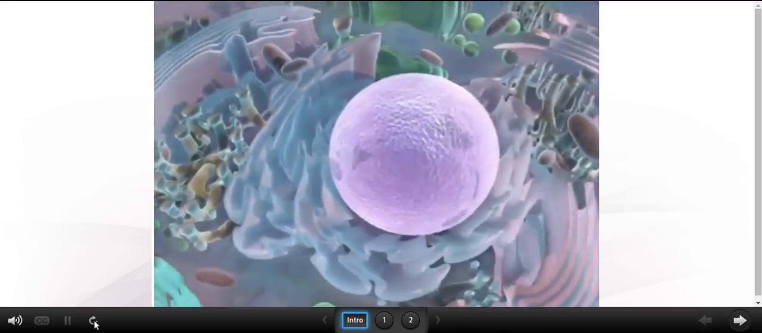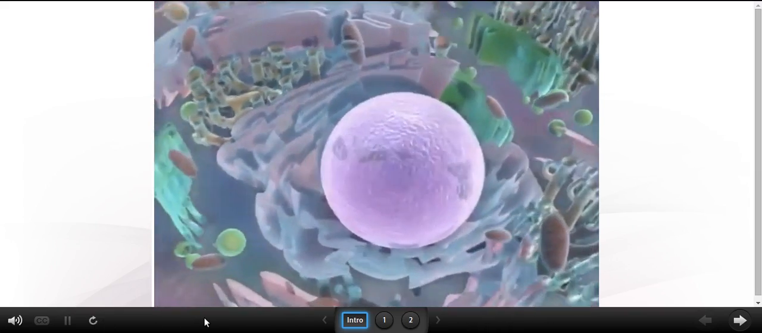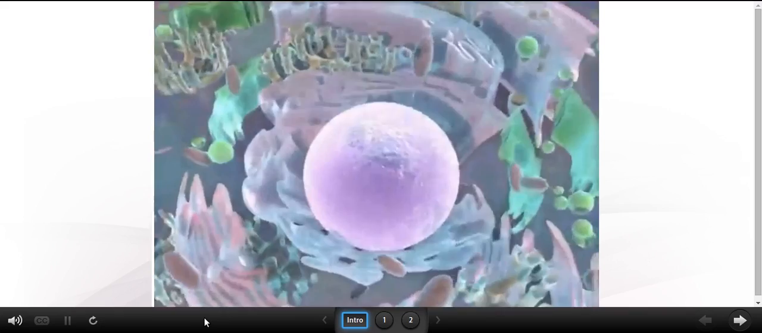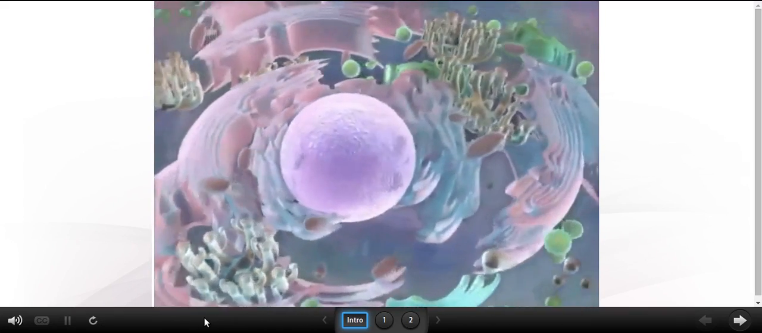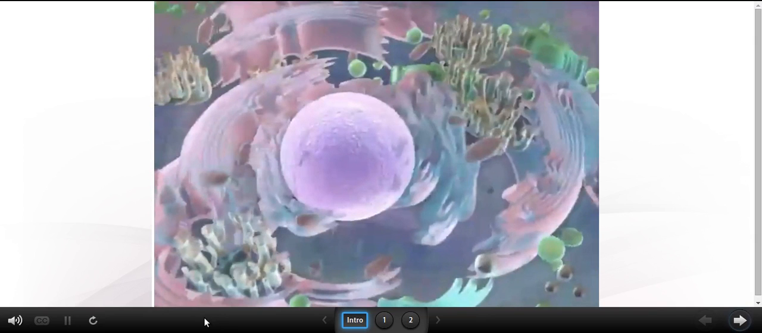Eukaryotic cells contain a variety of organelles, each of which performs specific, important functions. This model presents some of the organelles that one would expect to find in a typical animal cell.